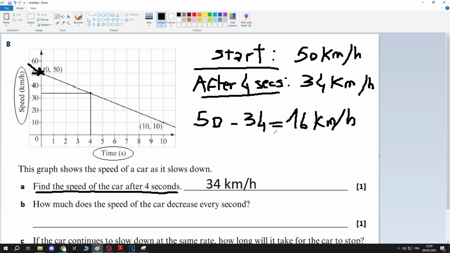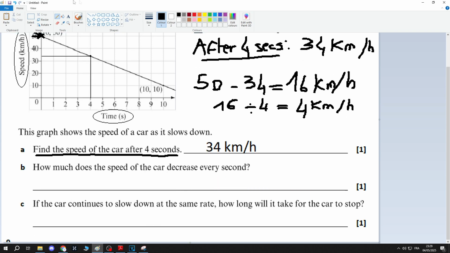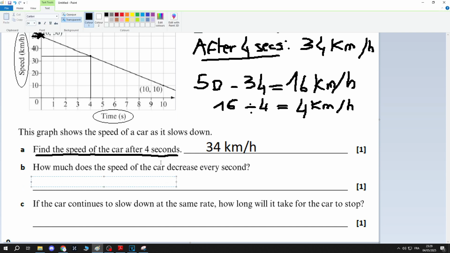So for us to find what the speed decrease is every second, we just grab this value, 16, and we simply divide it by 4. So every second, the car decreases exactly 4 kilometers an hour. All right? So how do we write it? All I have to do is, in between parentheses, 50 minus 34, divided by 4, which gives me 4 kilometers an hour. I do not know how to write the division symbol on my keyboard, so this is for the division symbol.